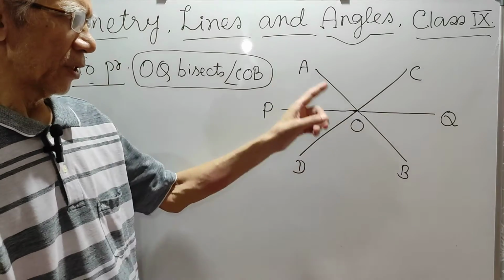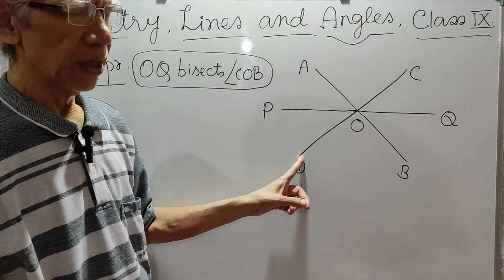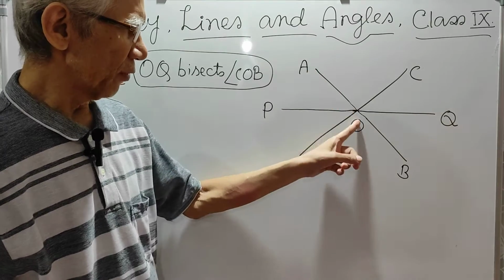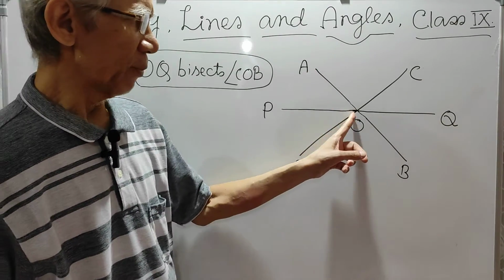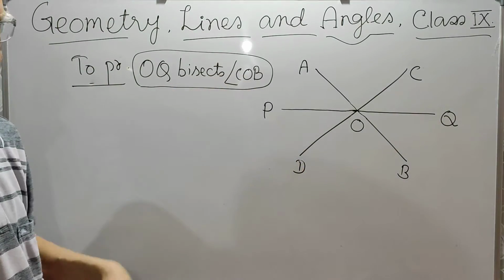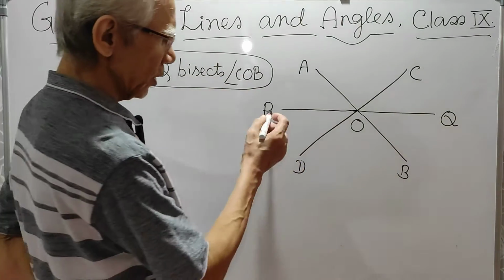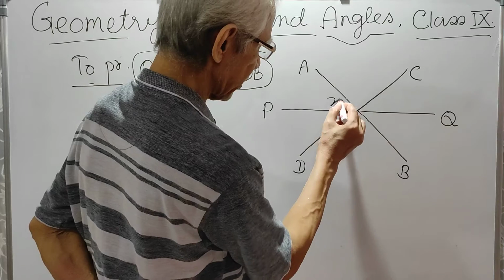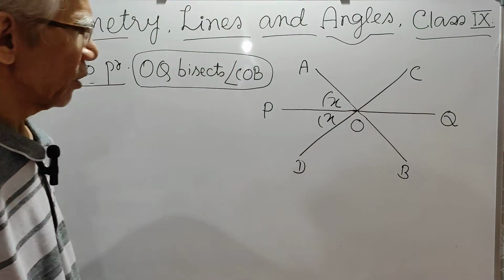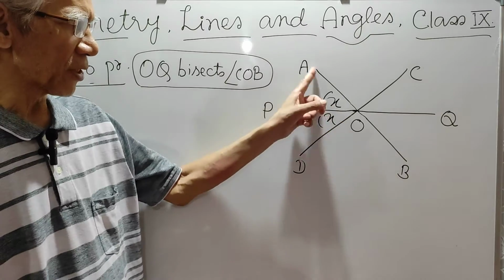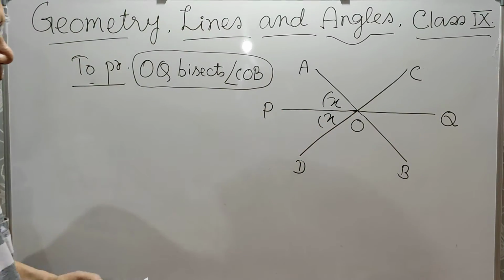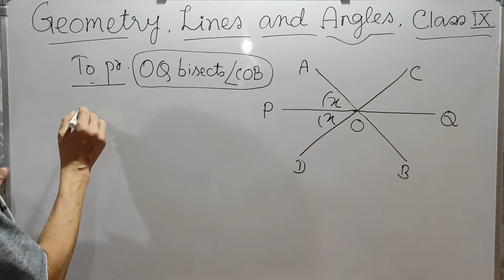So I repeat, AB and CD are intersecting at O, that is given. PO is the bisector of AOD, that is given. So you have to prove OQ is the bisector of COB. OQ bisects COB. Now this is the bisector of this given, so let us call both angles X for convenience of writing. So we are calling AOP equal to X, DOP equal to X.